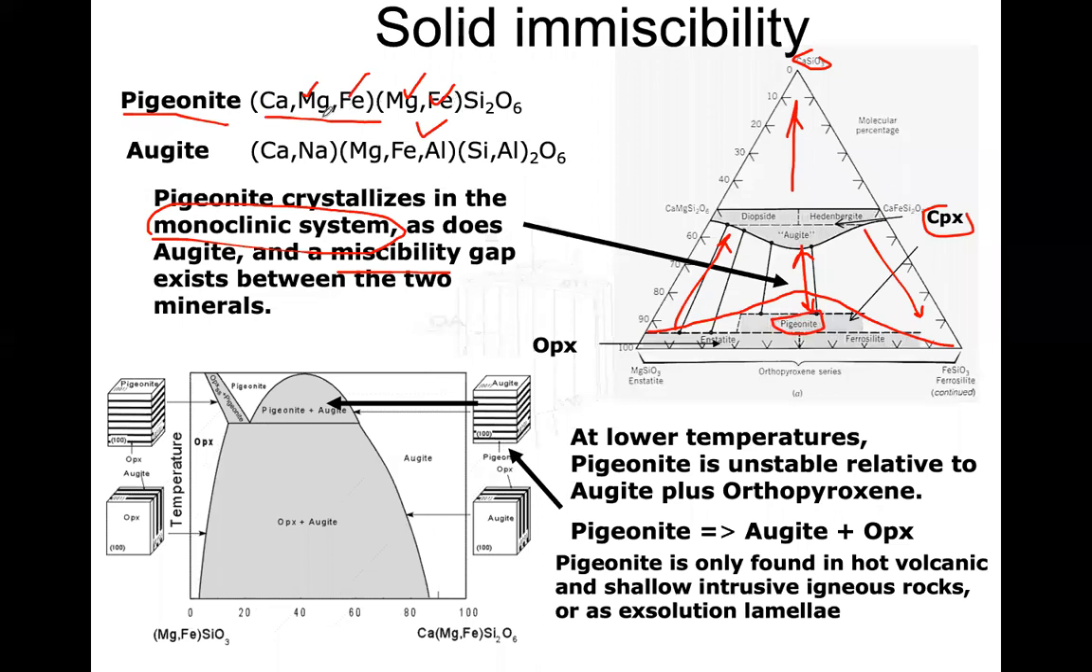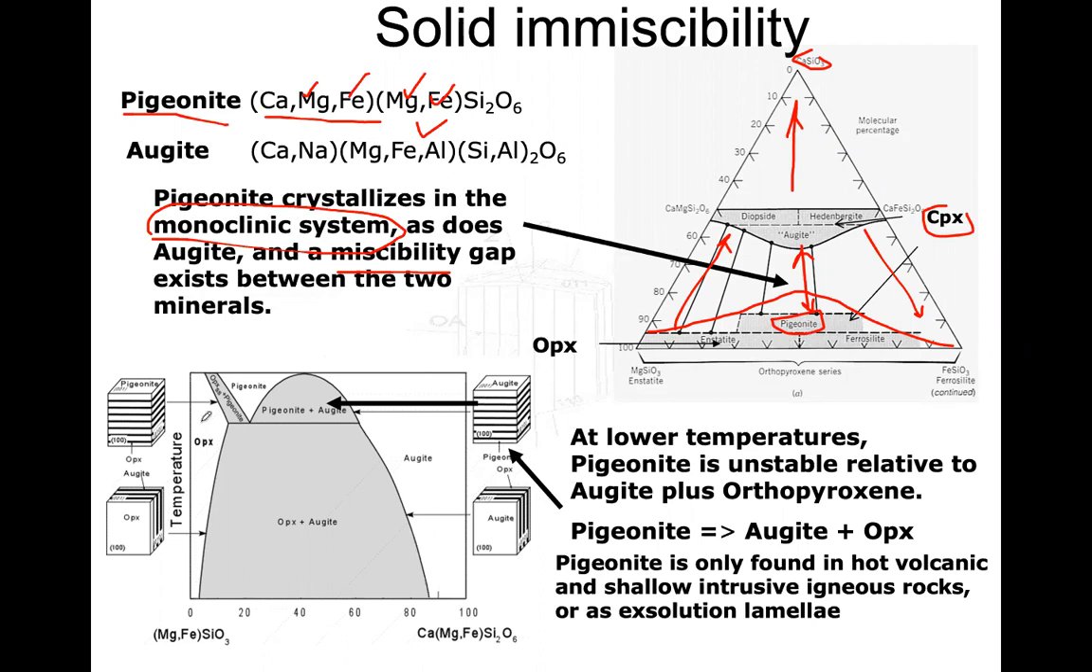Otherwise, you could have written this as calcium Mg2 Fe2, something like that, as a composite formula. But it's not like that anyway. So pigeonite is a special composition. Actually, it needs high temperature conditions.